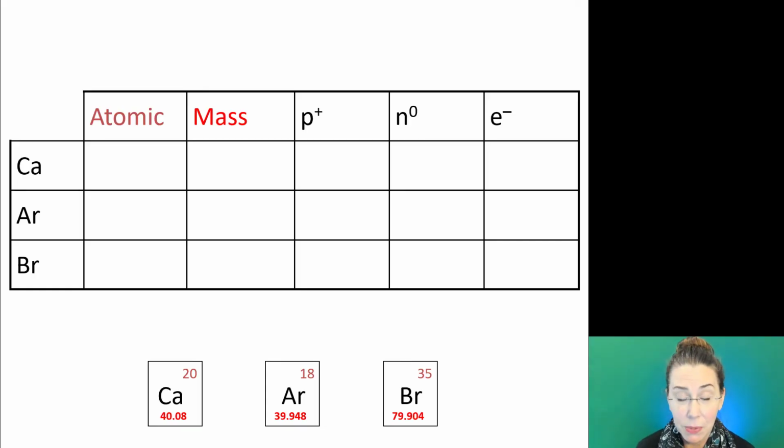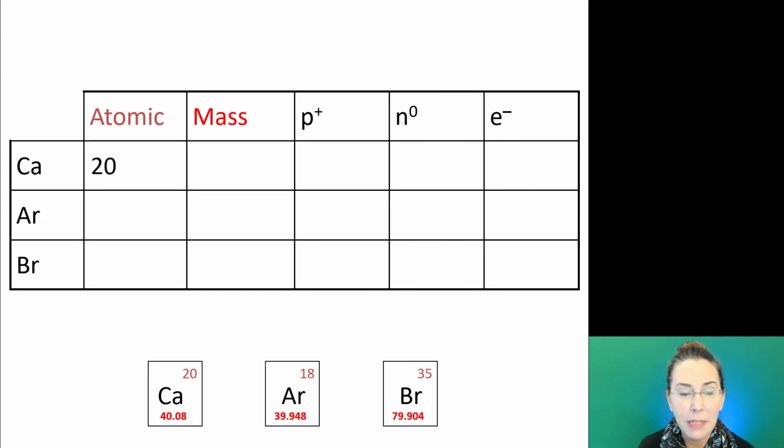Let's try one last practice in our lesson today. You can draw this table in the bottom of your notes or on a scrap piece of paper. I've given you the periodic table information for 3 elements, calcium, argon, and bromine. I would like for you to tell us the atomic number, the mass number, the number of protons, the number of neutrons, and the number of electrons for each of these 3 elements. Let's see how you did.